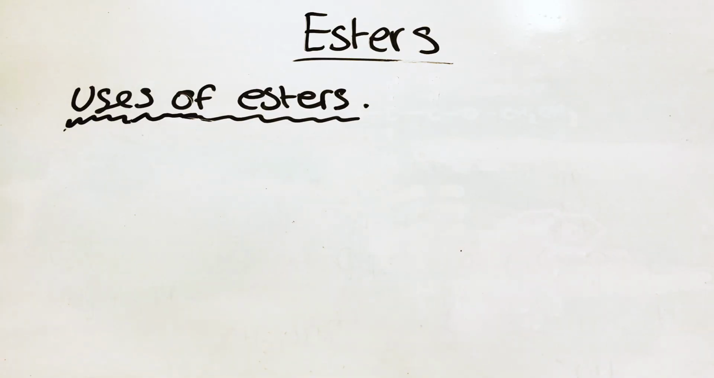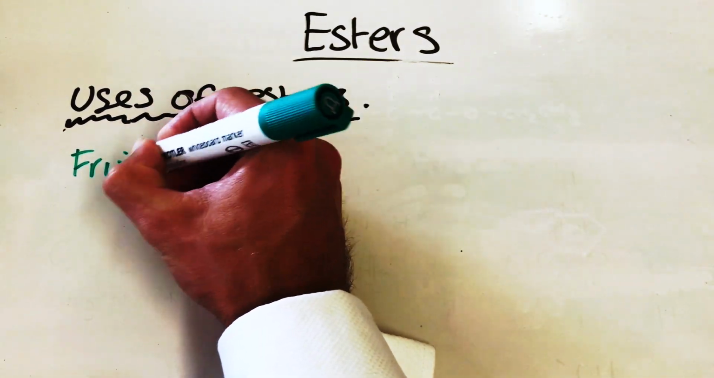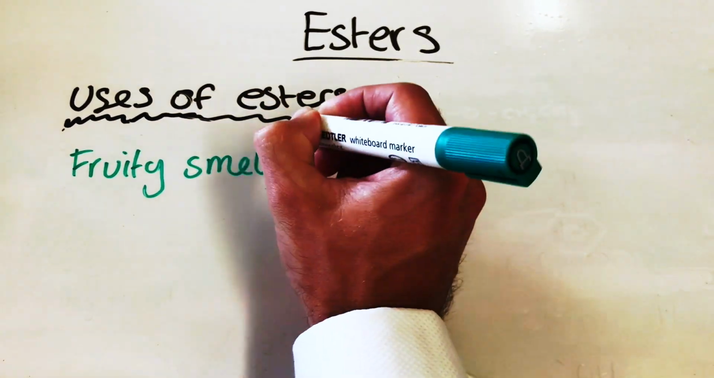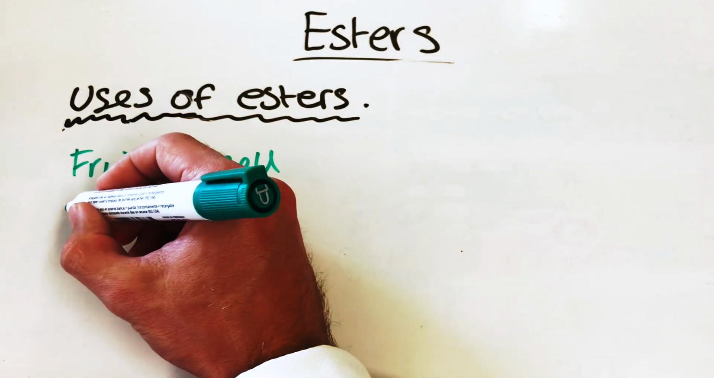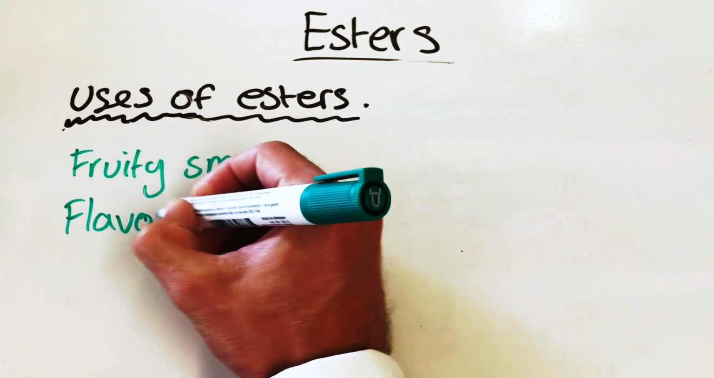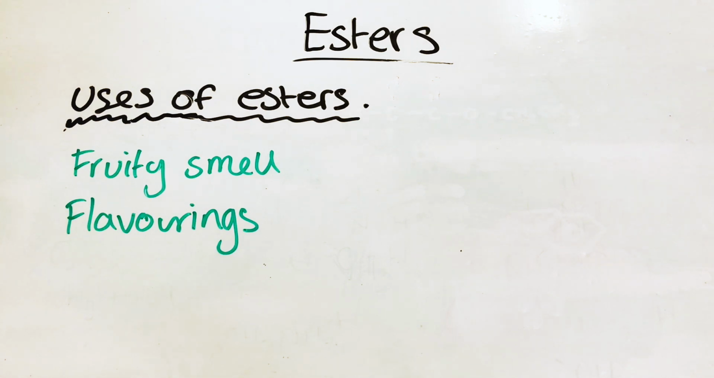Now there are many different uses of esters. Esters have a characteristic fruity smell. So what they're used for is in things like perfumes and sweets to give them a particular characteristic smell or flavouring. So esters are also used as artificial flavourings to add different tastes, such as the taste of pineapple or apple or all sorts of different flavourings. Anything that you can think of, you can pretty much make artificially with an ester.